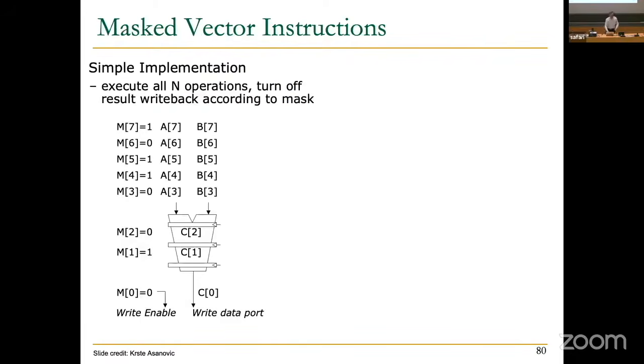So how do you implement these mask vector instructions? A simple implementation would be to execute all of the operations, but turn off result write back according to the mask. So these are the mask bits, corresponding to the elements going into the functional units. Let's assume that there's a multiplication. You do all of the multiplications, but before you write the elements into the vector register, you check whether the mask is 0 or 1. If it's 0, you don't write the element to the vector register element entry. If it's 1, you do. Now, this may be very energy inefficient, because if your vector mask is 0 for almost all the elements, you're doing lots of computation in your functional units, but you're not writing back the result.